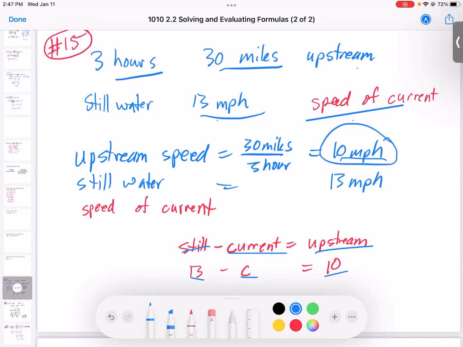So your numbers will be different. How many miles? 10. Yeah, so what's your upstream speed? It takes 2 hours to go 10 miles. So how fast is it going upstream? 5 miles an hour. So going upstream, it's 5 miles an hour. But if there wasn't the current pushing against it, it'd be going 8 miles an hour. How much is the current pushing against it? 3. Yeah.